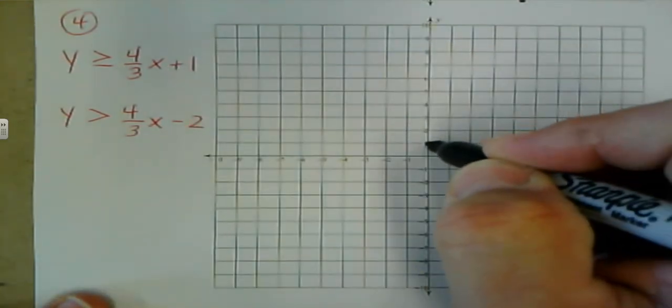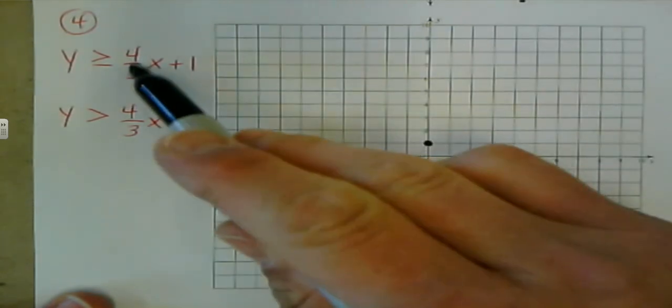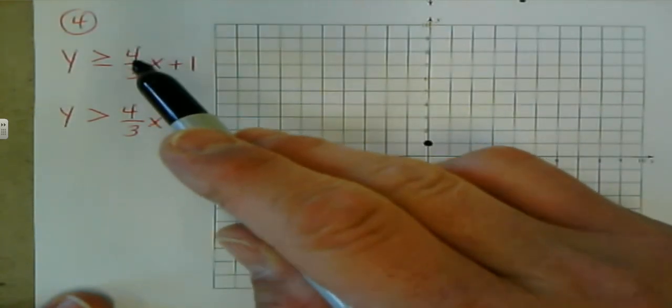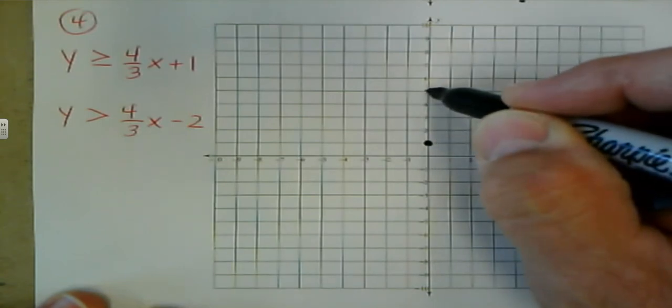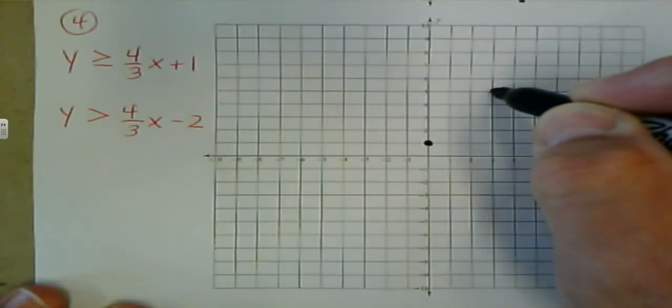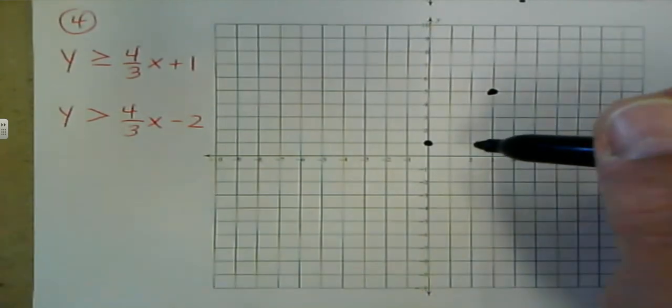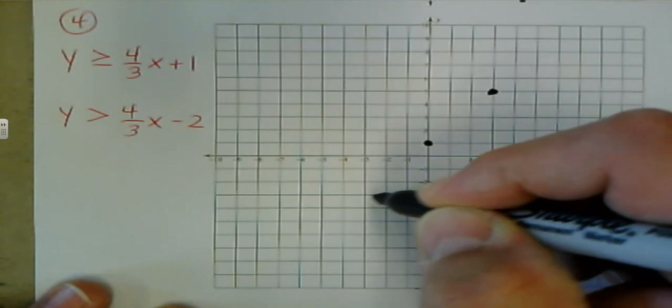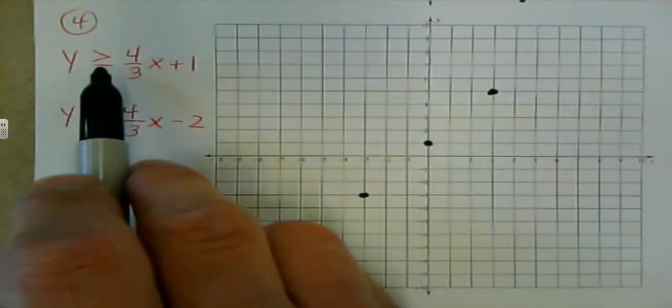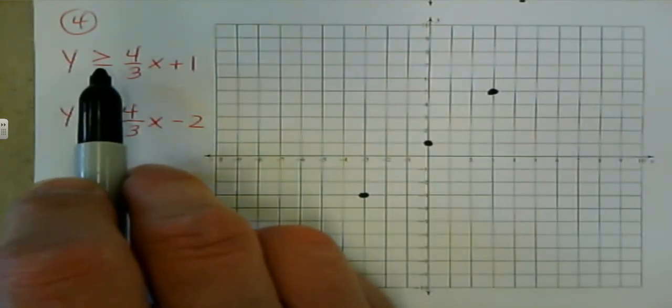So we go to 1, put our dot. 4 over 3, which means up 4 and right 3 because we have a positive 4. 1, 2, 3, 4. We're always going to run to the right. 1, 2, 3, but it's the up and down that changes. Now we'll reverse it. We'll do down 1, 2, 3, 4, and then do left. This one is a line because there is a line.